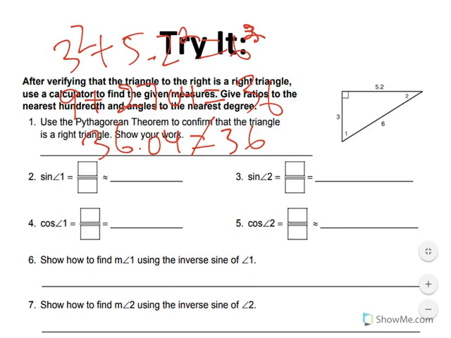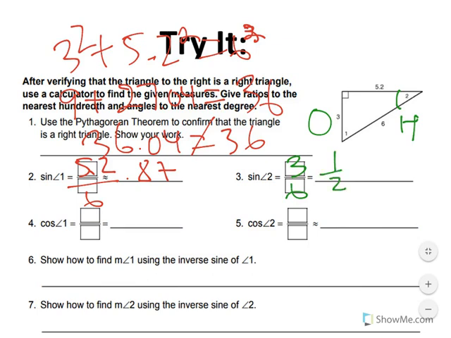Okay, so for number 1, we're looking for sine of angle 1. Sine of angle 1 is opposite over hypotenuse, so it would give us 5.2 over 6. 5.2 divided by 6 gives 0.87. Then we're looking at sine of angle 2. This is angle 2, so that is the opposite, and this is our hypotenuse. So it should be 3 over 6, reduced to 1/2.